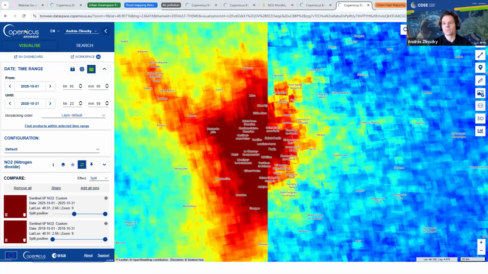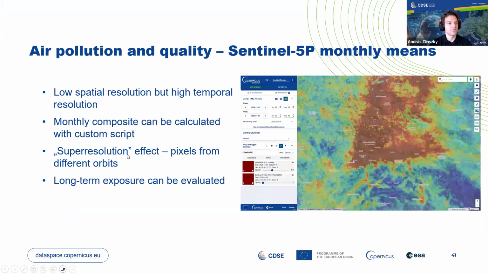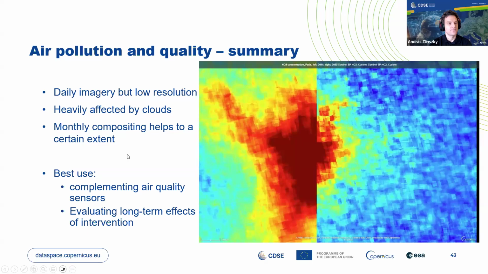So again, summing up, you have daily imagery, but relatively low resolution. It's heavily affected by clouds, but monthly compositing helps a lot. In practice, you want to use this for complementing your air quality sensors. You hope you have a couple of meteorology air quality sensors in your town, and you can cross-calibrate with satellite imagery. But you can also evaluate long-term effects of intervention if you have done them at sufficiently large scale, like this model city, Paris.